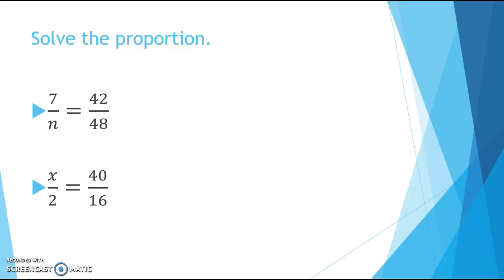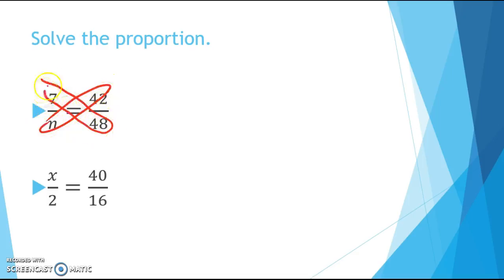Alright, so the first question we have here has to do with solving the proportions. So we have two proportions. We have 7 over n and we have 42 over 48. Now there's a couple of ways that you can get from this first number to the second number, and a couple of different ways you can find n. One way that will always work is to do the cross product property.